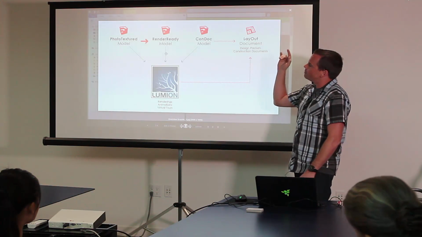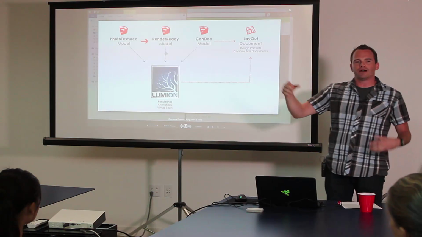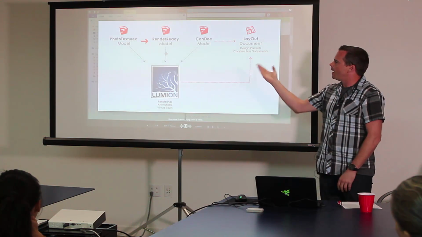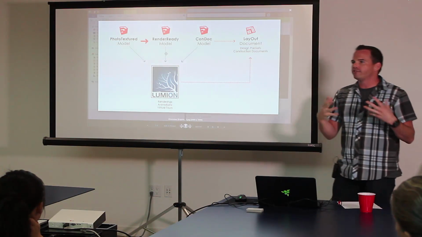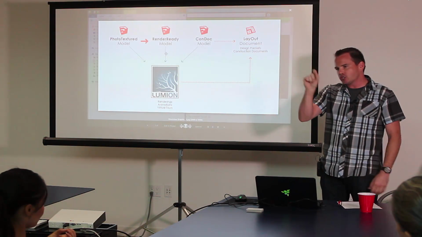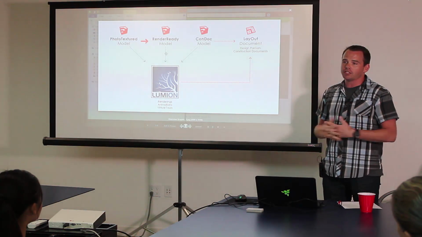Then you can progress a photo textured model into a render ready model. And so what we do is we trace the details. So if a photo textured model has the details represented with a photograph, then we start actually tracing the photograph and pushing and pulling faces and creating 3D geometry.